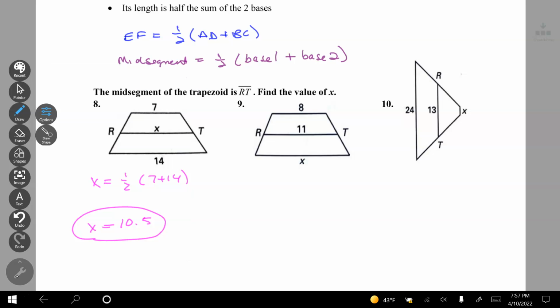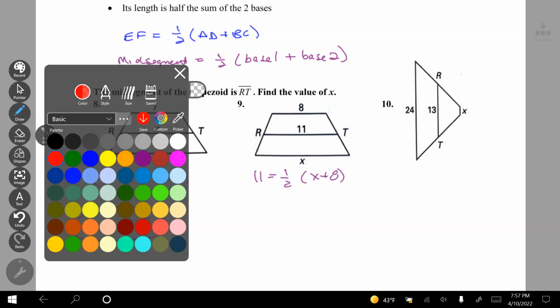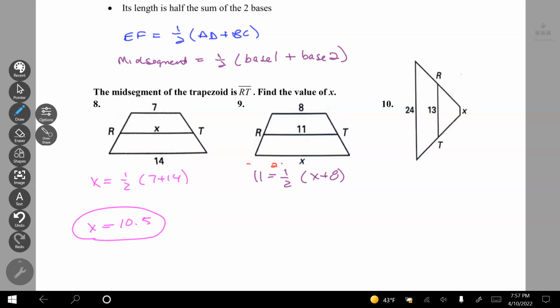Using it over here, 11 as the mid-segment is going to equal half of x plus 8. If I multiply by 2, I get 22 equals x plus 8. X equals 14. And over here, it's going to be the same thing, that 13 is equal to half of x plus 24.